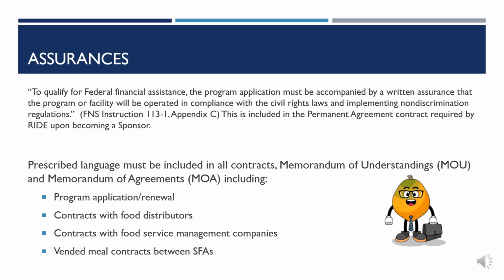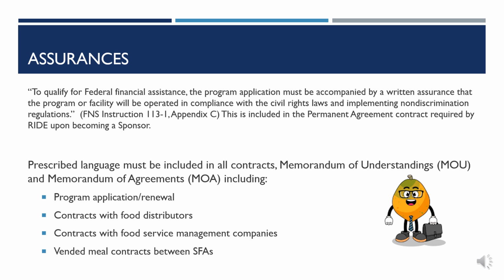To qualify for federal financial assistance, any parties entering into contracts involving the use of federal funds are required to include assurances that USDA civil rights requirements will be upheld. This is included in the permanent agreement contract required by RIDE upon becoming a sponsor, and it is certified on an annual basis by the sponsor during the renewal application process.